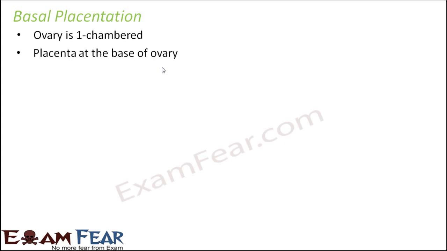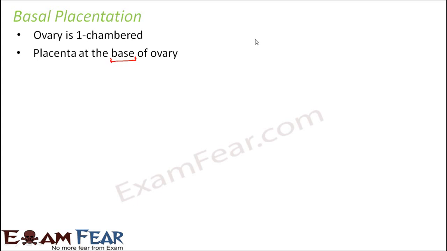The fourth type is the basal placentation. Here again the ovary is one chamber. There is no septum, no separation of the ovary into different locules. Here the placenta is at the base of the ovary, and that is why the name basal placentation.